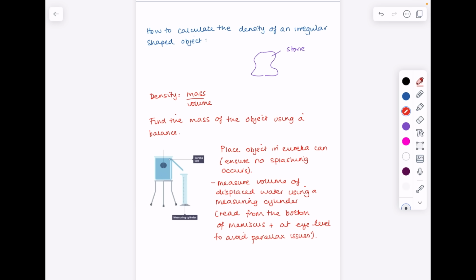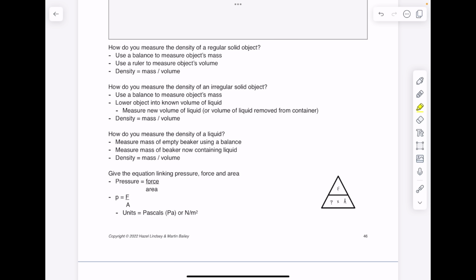So yeah, just have a look again. How are we finding the density of an irregular shaped object? State the appropriate equation, state how you find the individual masses and the volume, substitute your values in order to calculate density. What about if you're asked to find the density of a liquid?